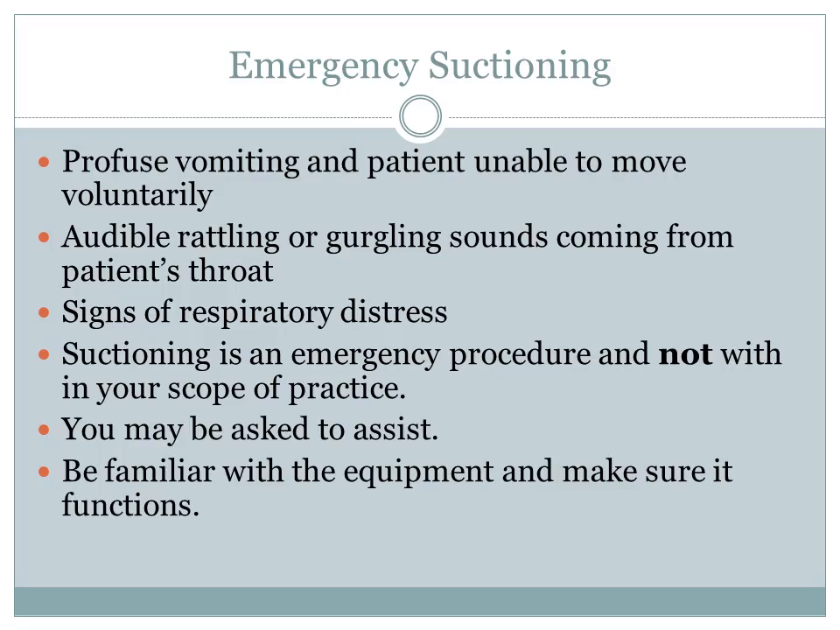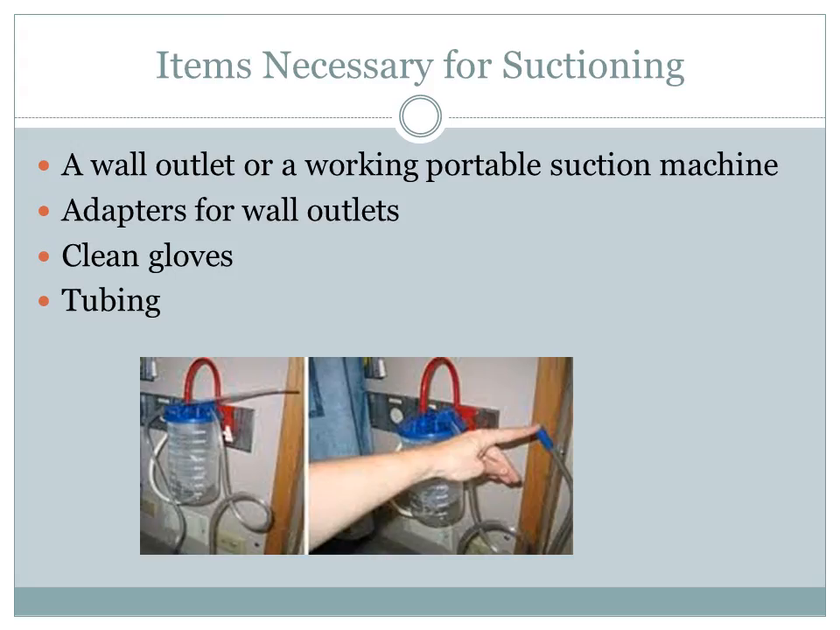Emergency suctioning: profuse vomiting and patient unable to move voluntarily, audible rattling or gurgling sounds coming from the patient's throat, signs of respiratory distress. Suctioning is an emergency procedure and not within your scope of practice. You may be asked to assist. Be familiar with the equipment and make sure it functions. Items necessary for suctioning: a wall outlet or working portable suction machine, adapters for wall outlets, clean gloves, and tubing.